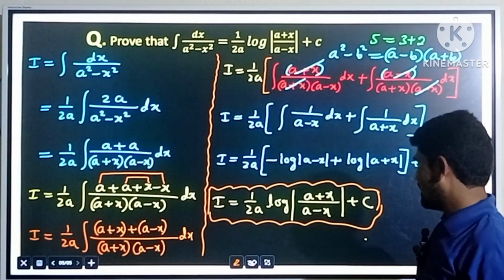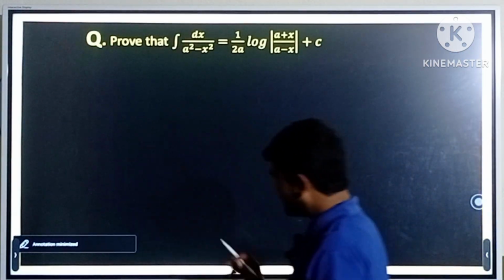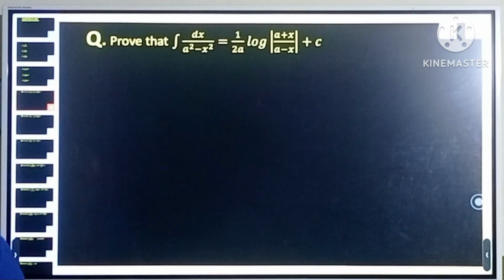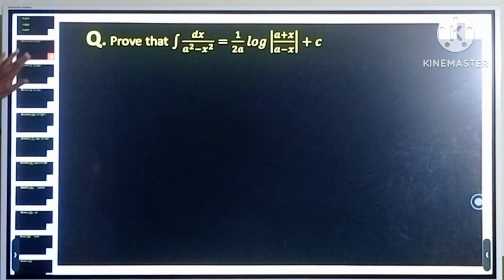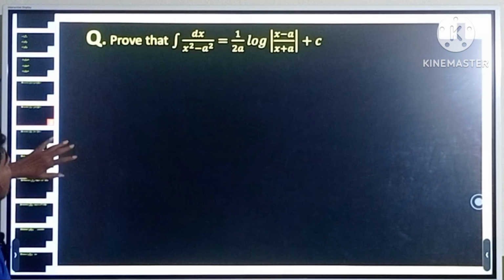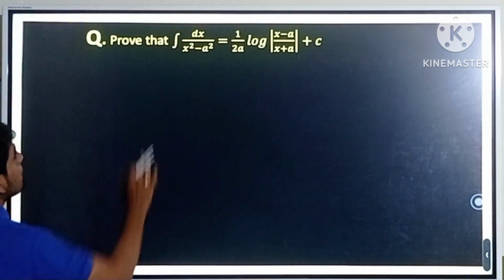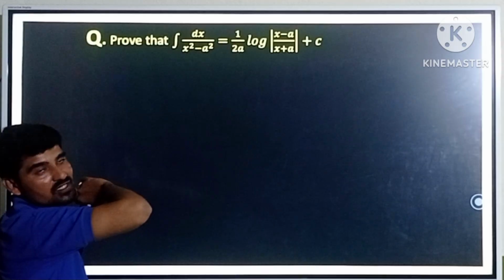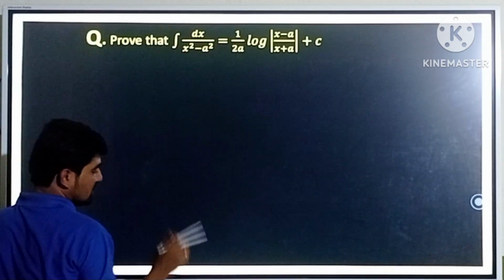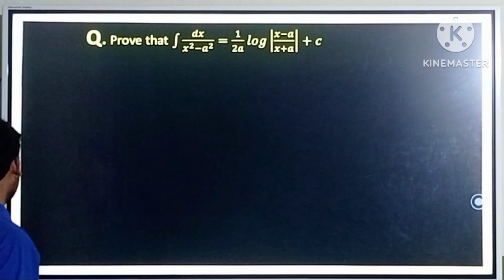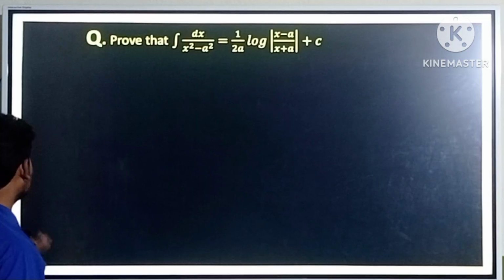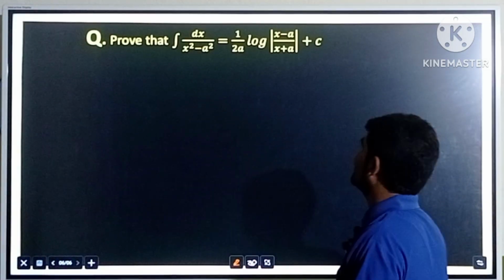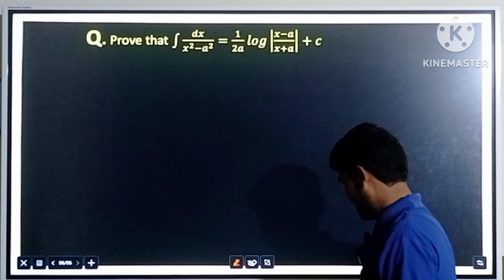Now let's start the second one, and the second one is also similar to this. What is the second one here? Prove that integration of dx divided by x square minus a square, previously we did a square minus x square, with respect to x, and the answer is 1 by 2a log of x minus a divided by x plus a plus c.